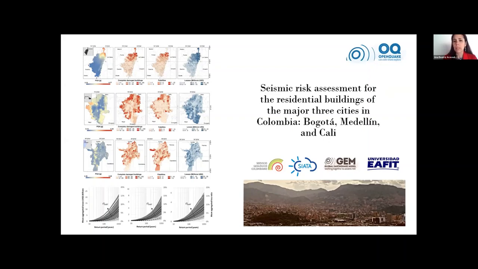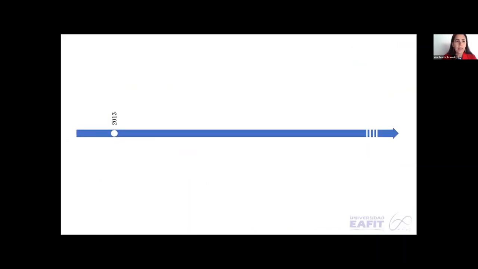But I decided that I better not talk about that. I think it would be more interesting for you to find out how I moved from being a person that 7 years ago only had barely any knowledge about seismic risks, to now being able to say I am a risk modeler. So it all started in 2013.